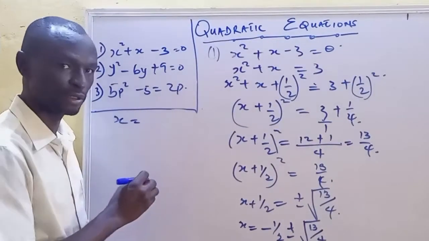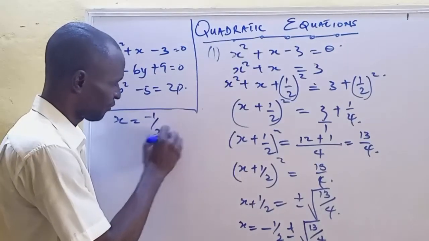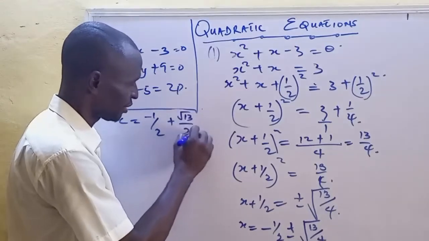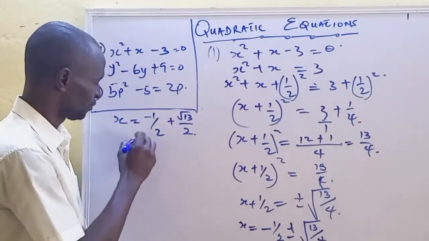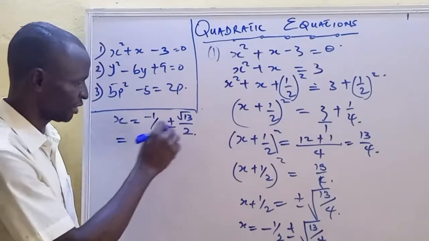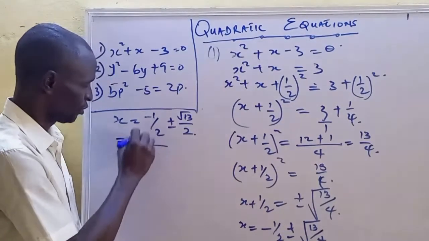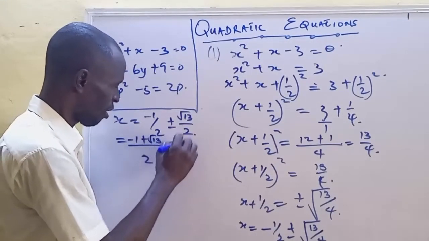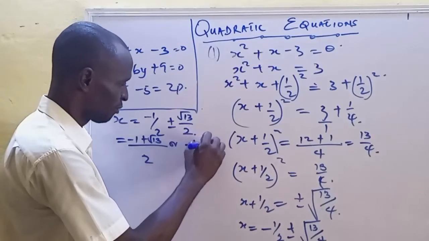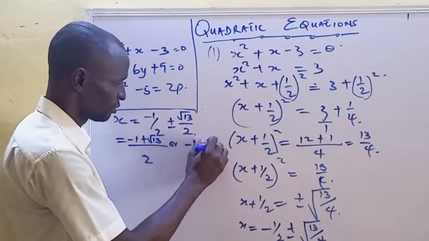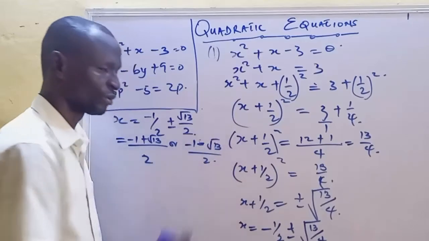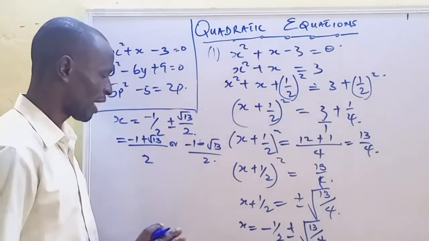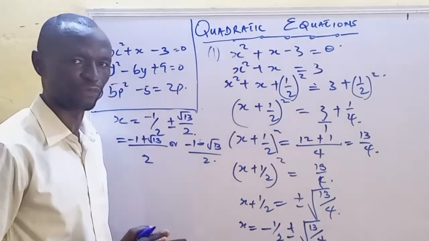x becomes minus half plus or minus root 13 over 2, since root of 4 is 2. This is 2 minus 1 plus root 13, or minus 1 minus root 13, over 2. Honestly, you can leave your question at this point. Why? Because root 13 is an irrational figure.